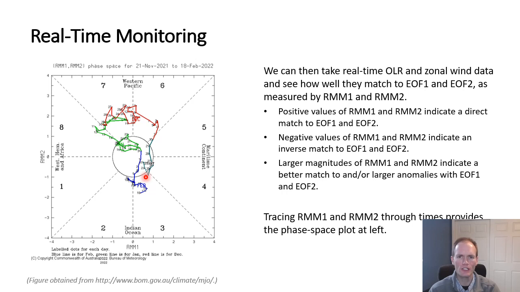So this is associated with the Madden-Julian Oscillation's active phase propagating from the eastern Indian Ocean across the maritime continent into the western Pacific, and then ultimately into the eastern Pacific in the western hemisphere, as it moves from phase 3 to 4 to 5 to 6 to 7 and to 8. So this is associated with changing values, first of RMM2 as it goes from negative to positive, and then of RMM1 as it goes from positive to negative.